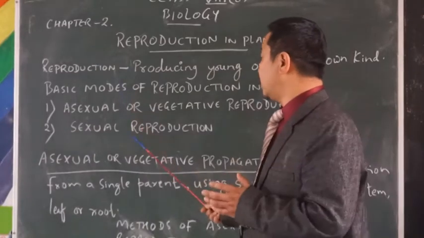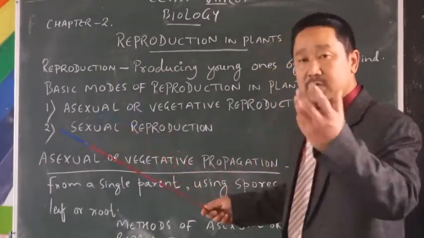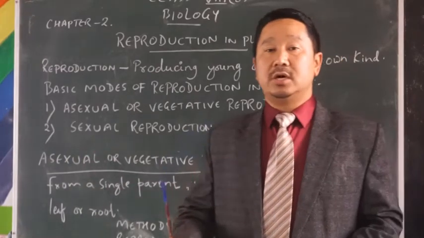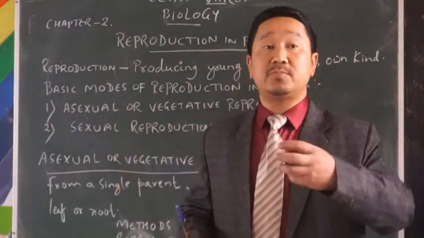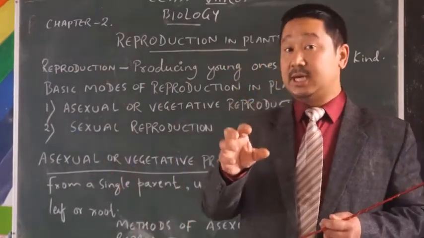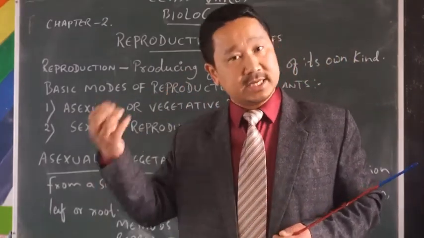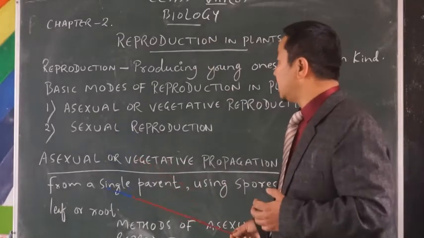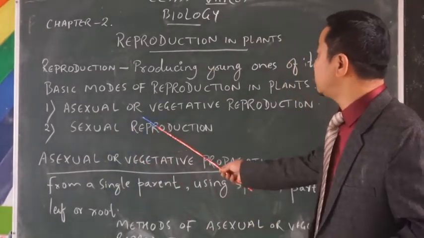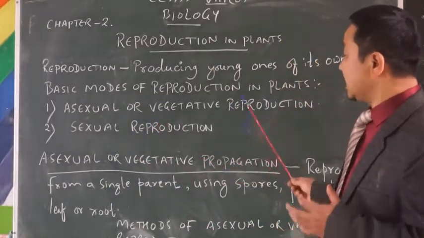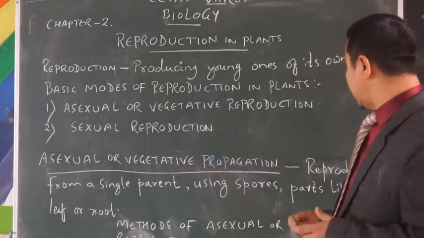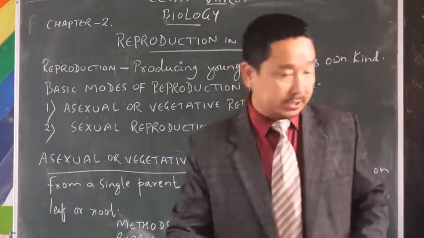In sexual reproduction, new ones are produced from seeds, which will be discussed afterwards in the next class. But today we'll do the different methods of asexual or vegetative reproduction in this class. So, methods of asexual or vegetative reproduction.